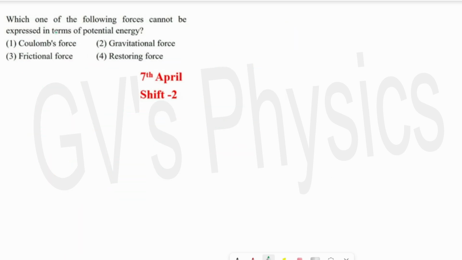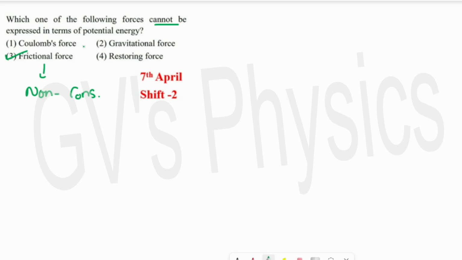Next theory question, which of the following forces can't be expressed in the terms of potential energy? So it's a direct theory question. Frictional force. So friction force can't be expressed in the terms of potential energy because it's a non-conservative force. So non-conservative forces can't be expressed in the terms of potential energy. Okay, so friction force is the right answer.